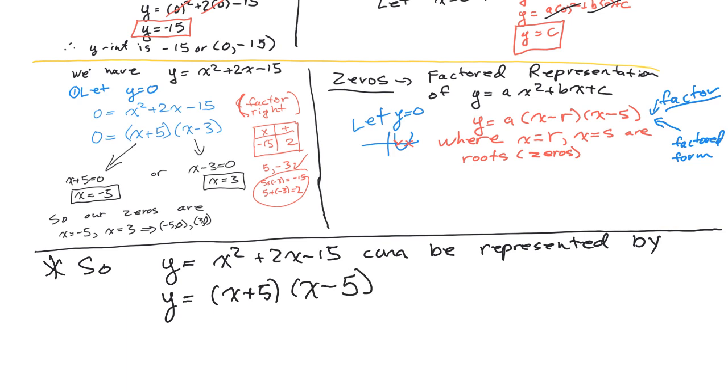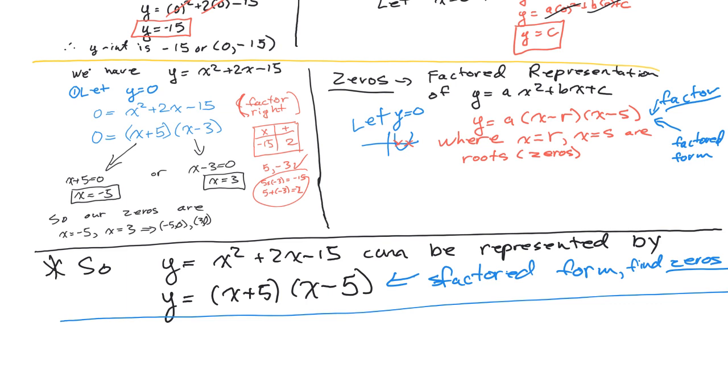And remember, we also call this the factored form. And the factored form is useful in the sense that we can find the zeros easily. Okay? This allows us to find the zeros, but you understand what we had to do. So in order to do this, we had to factor.